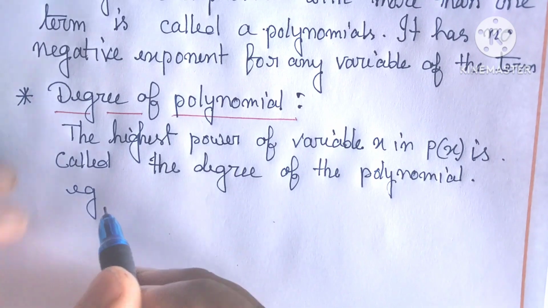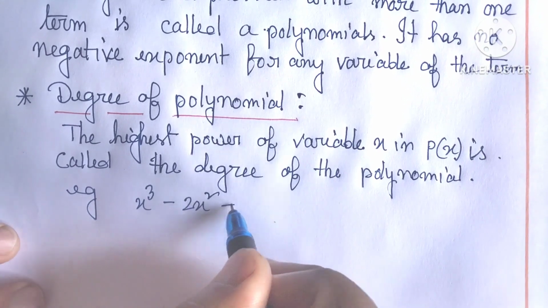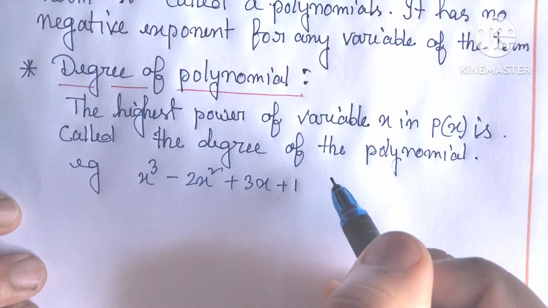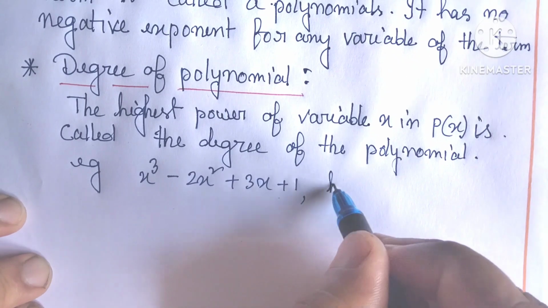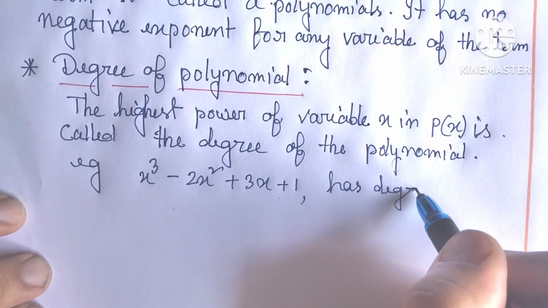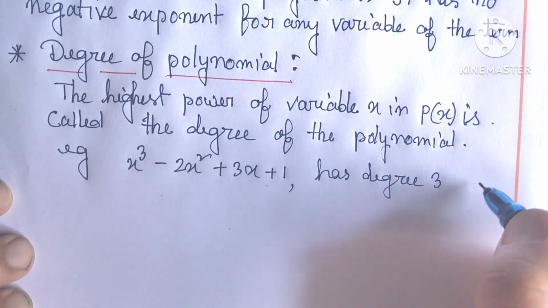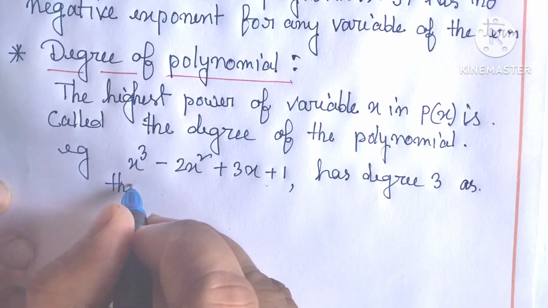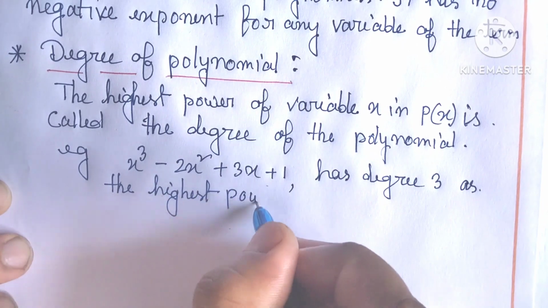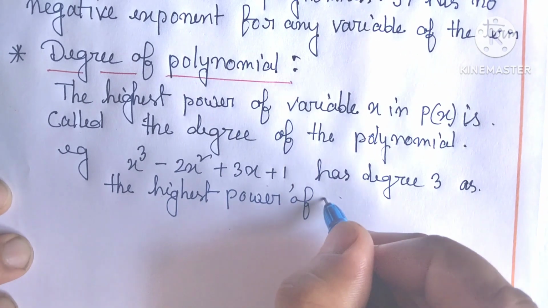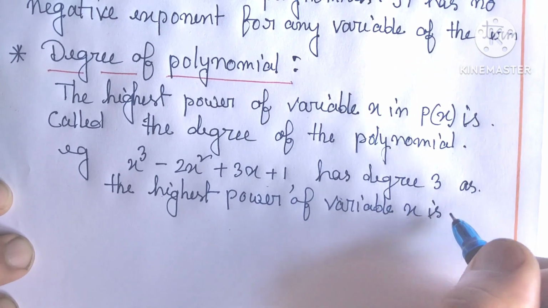For example, x cube minus 2x square plus 3x plus 1 has degree 3, as the highest power of variable x is 3.